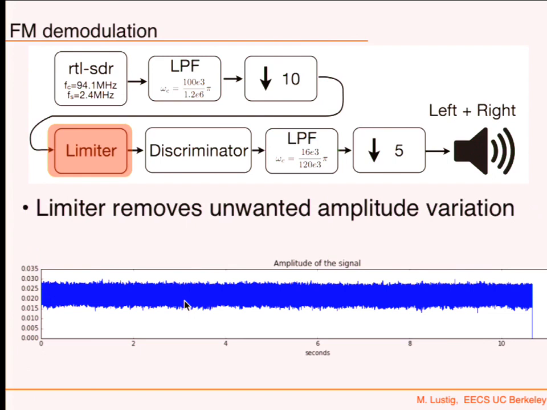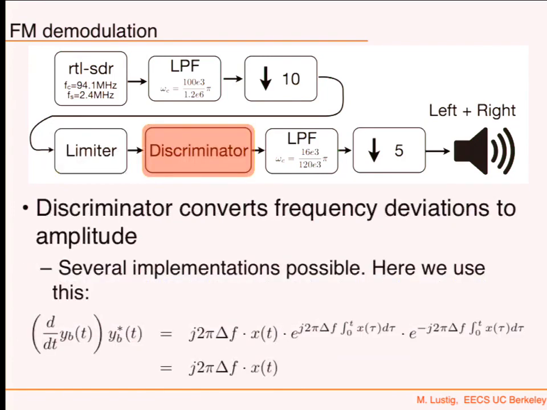And you're going to remove that. Great. Next step is the discriminator. What the discriminator does is take frequency deviations and translate them into amplitude deviations, which is effectively demodulation. So any frequency deviation, you want to see that as amplitude.